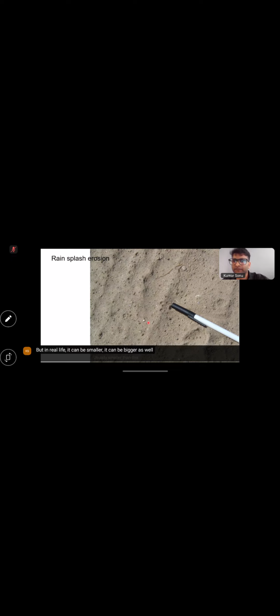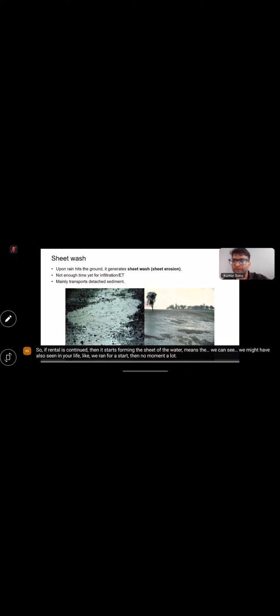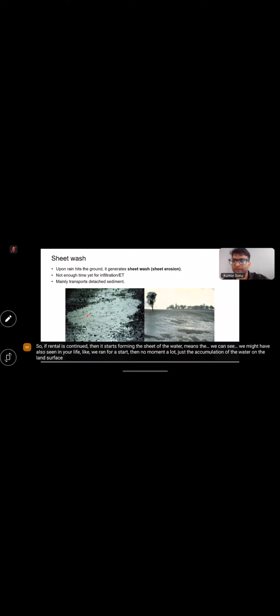So if rainfall continues, it starts forming a sheet of water. We might have also seen this in our lives, when rainfall starts, there is no movement at first, just an accumulation of water on the land surface. Those are known as sheet wash. It's just a movement. It doesn't create anything.